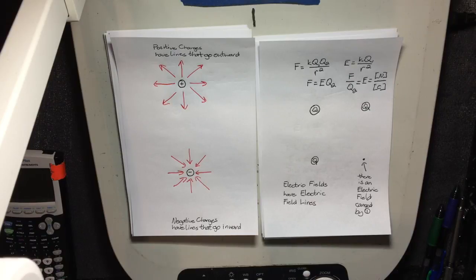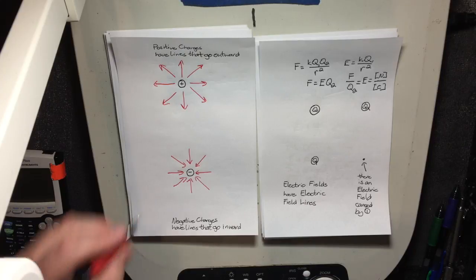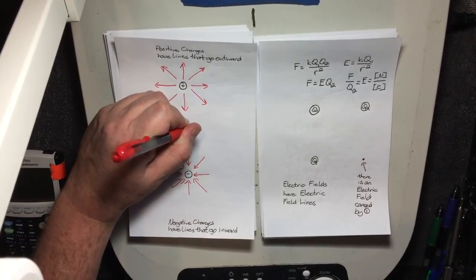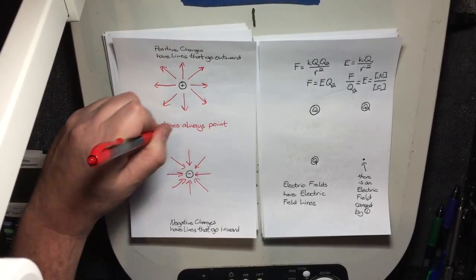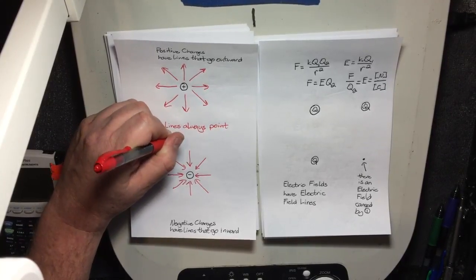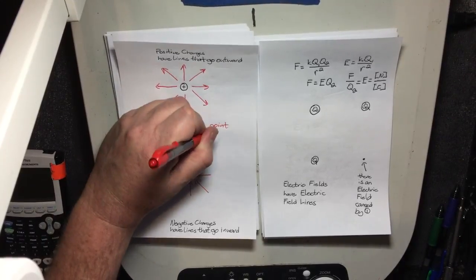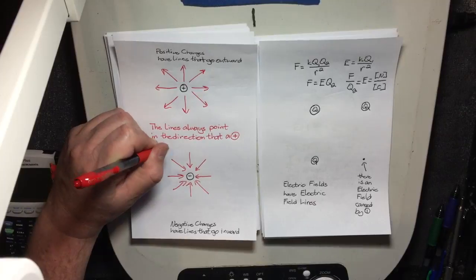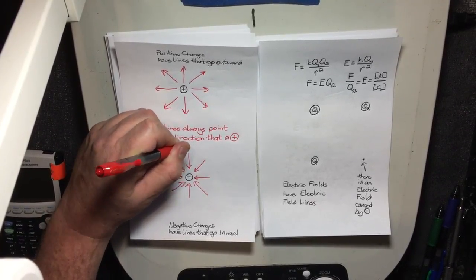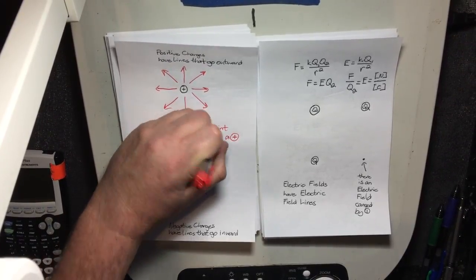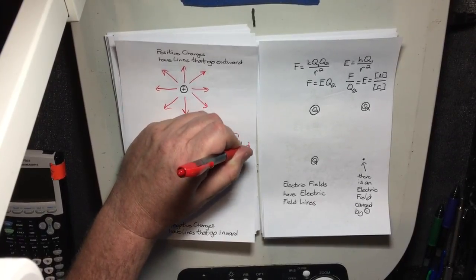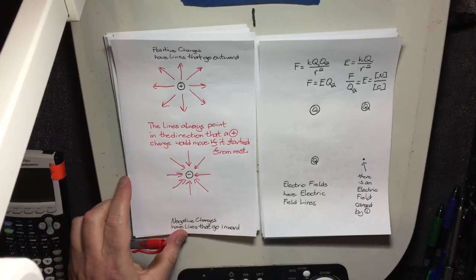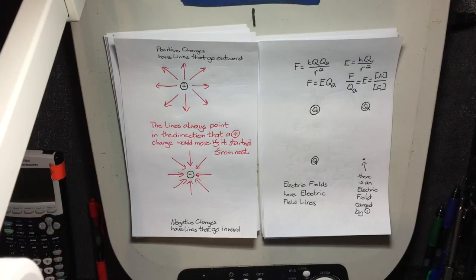And what's the way to remember which direction you should draw your electric field lines? The lines always point in the direction that a positive charge would move if it started from rest.